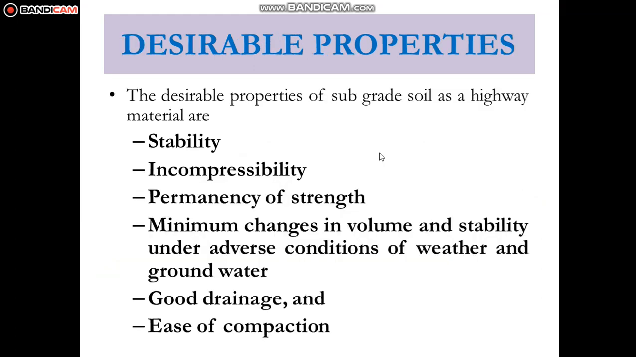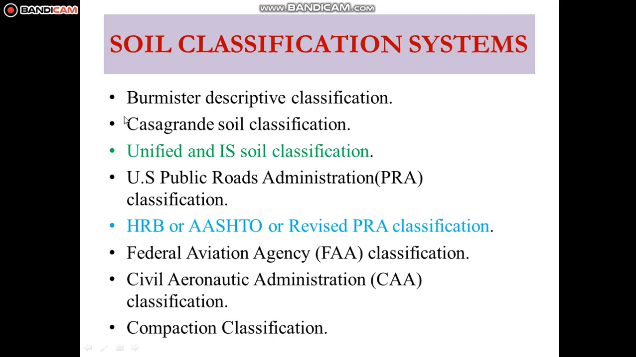Then coming to the desirable properties of subgrade soil, first one is stability, incompressibility, permanency of strength, minimum change in volume, and stability under adverse conditions of weather and groundwater, good drainage and ease of compaction. Coming to the soil classification systems, the very important ones are the HRB or AASHTO or revised PRA classifications.